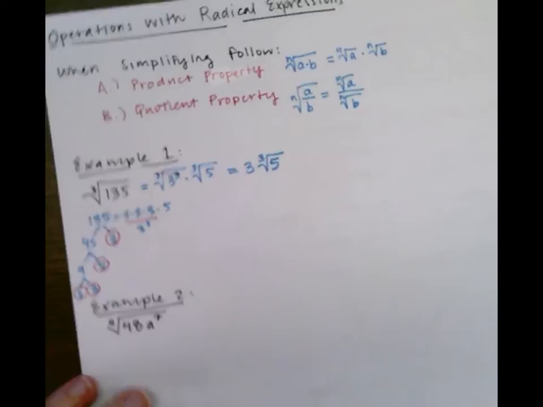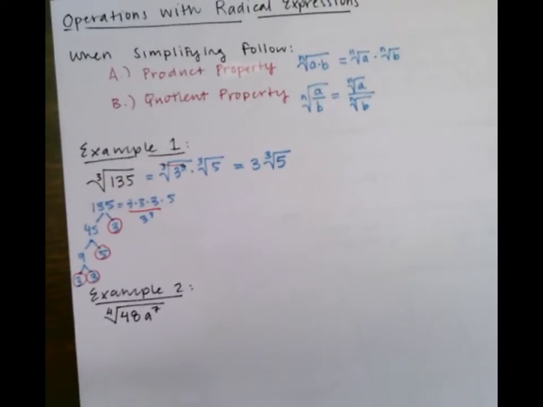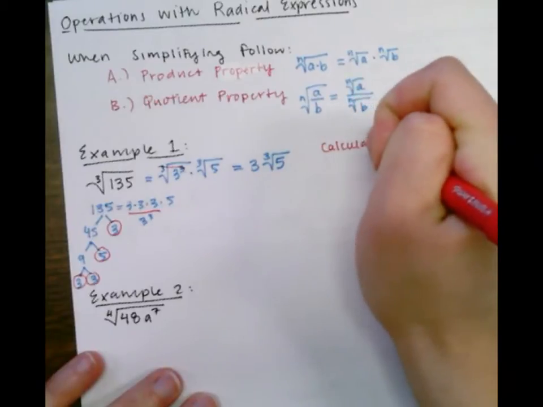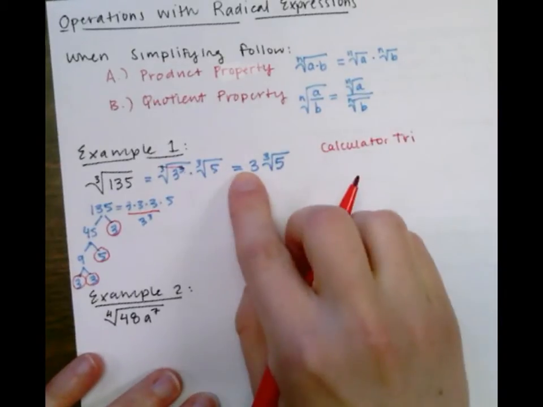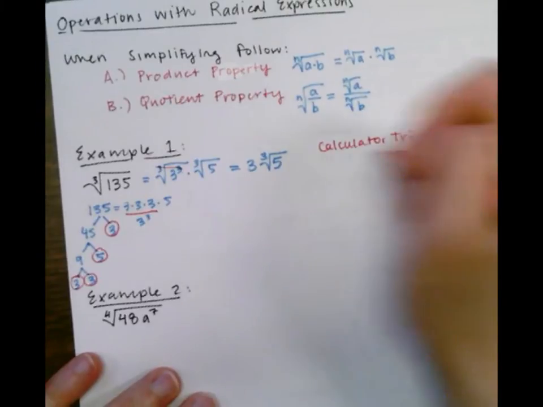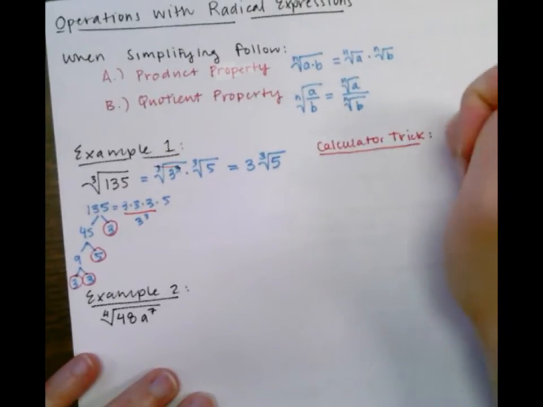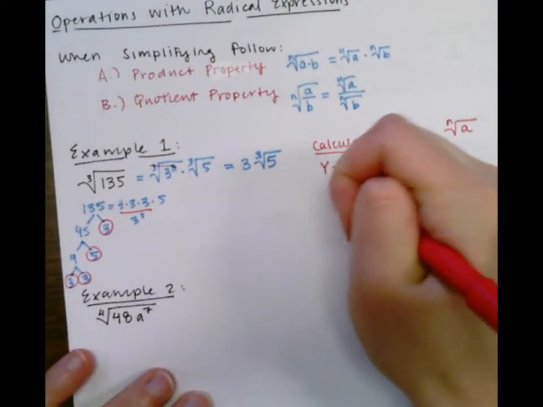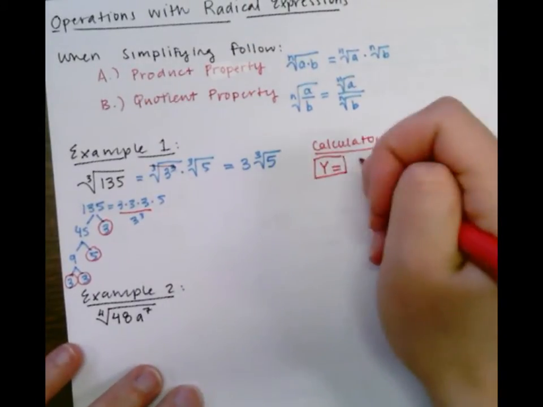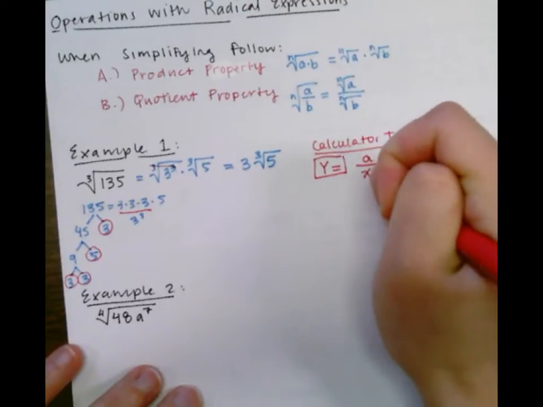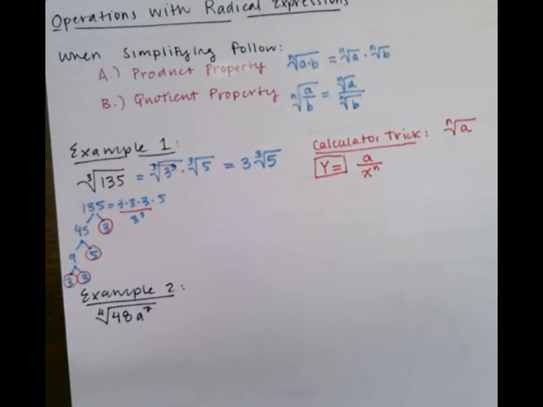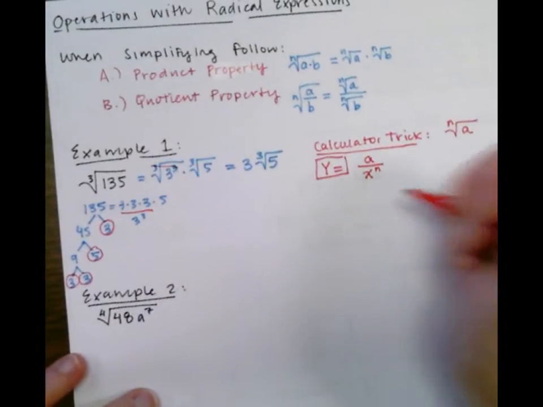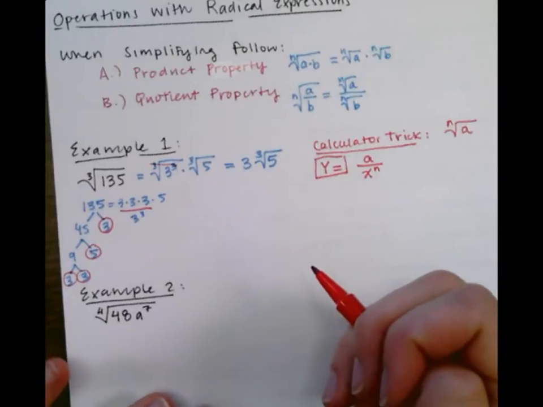Now, there is a trick you can do on the calculator. The calculator trick to tell you what number belongs outside and what number belongs inside: for some radical, the nth root of a, if you go to a graphing calculator and in y equals you put in a over x to the n, using the specific a and n values in your problem, then going to the table will allow us to see what number belongs inside the root and what number belongs outside the root.